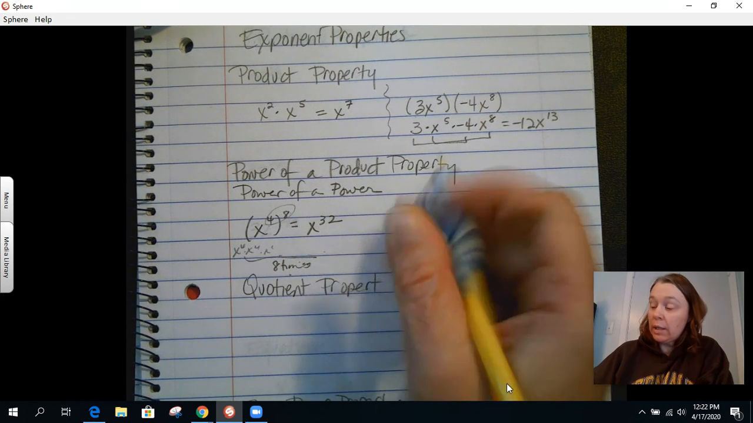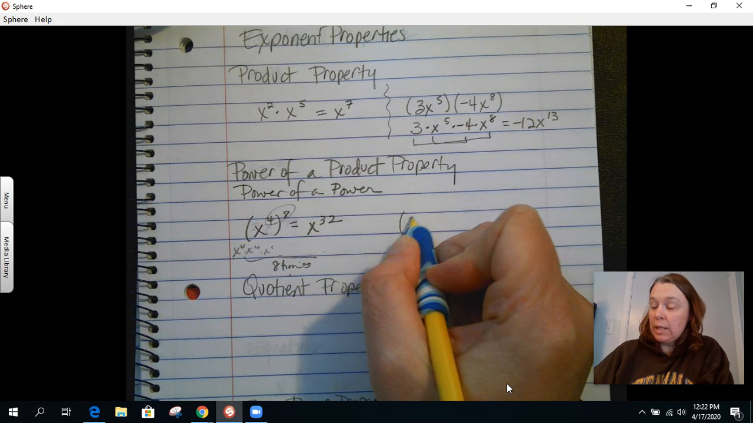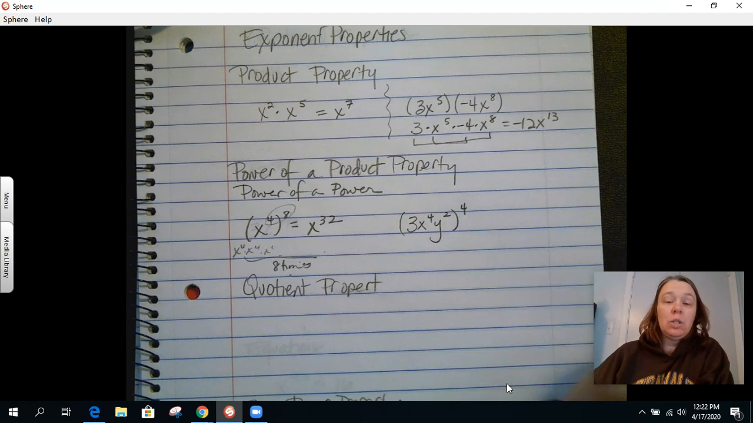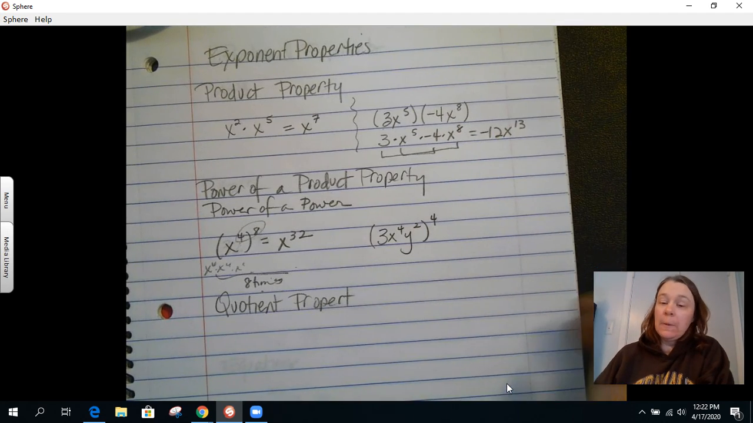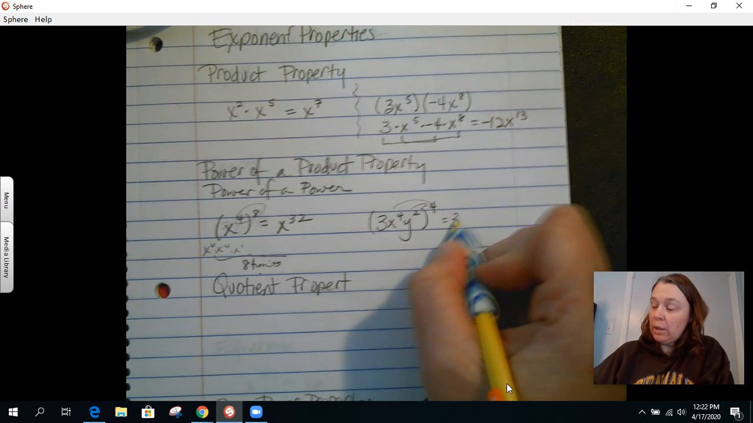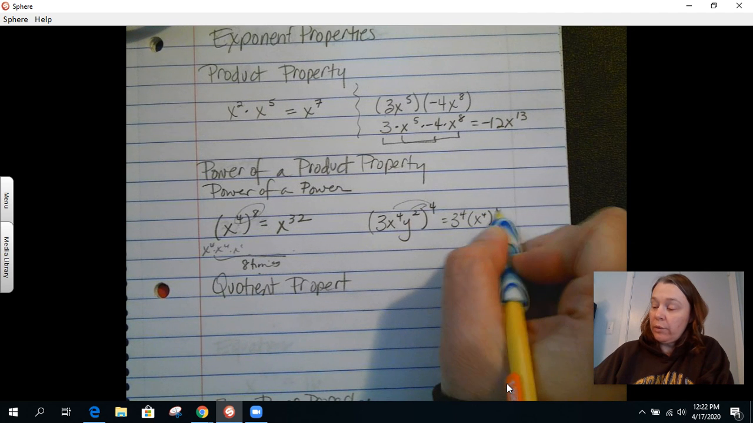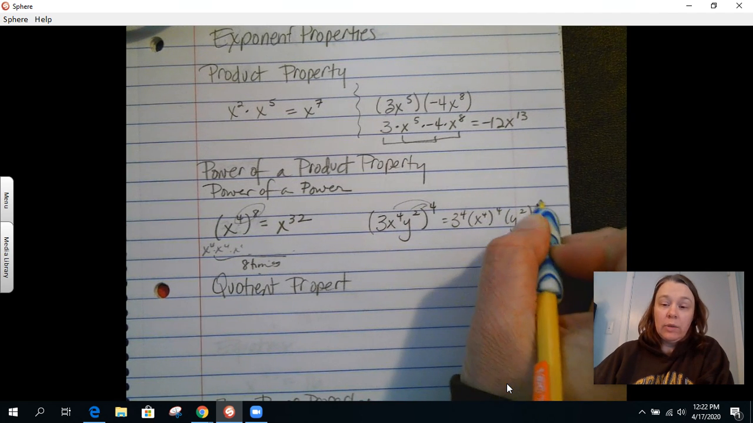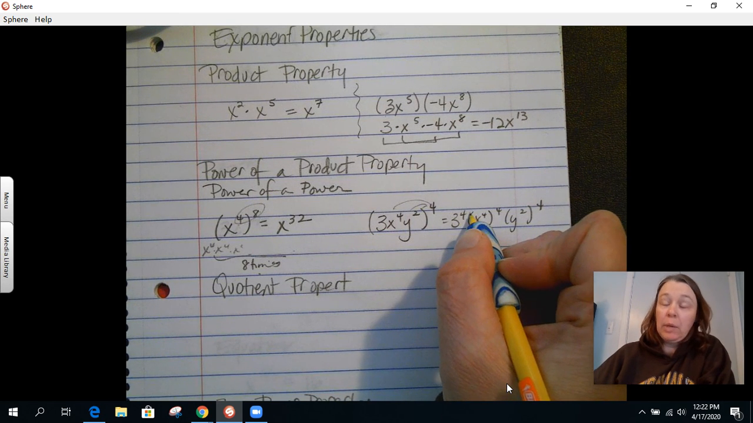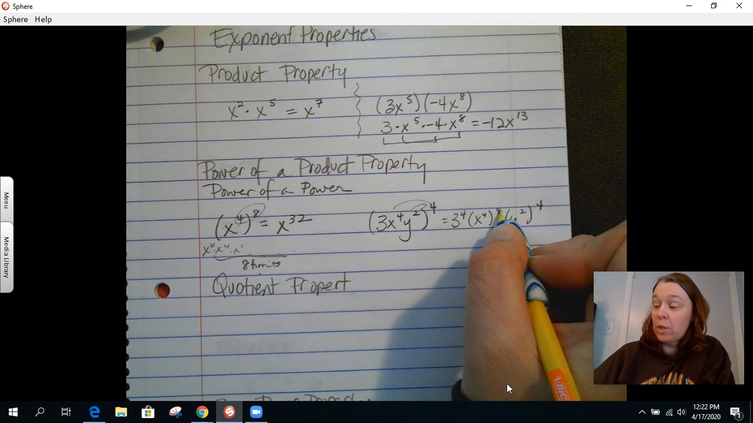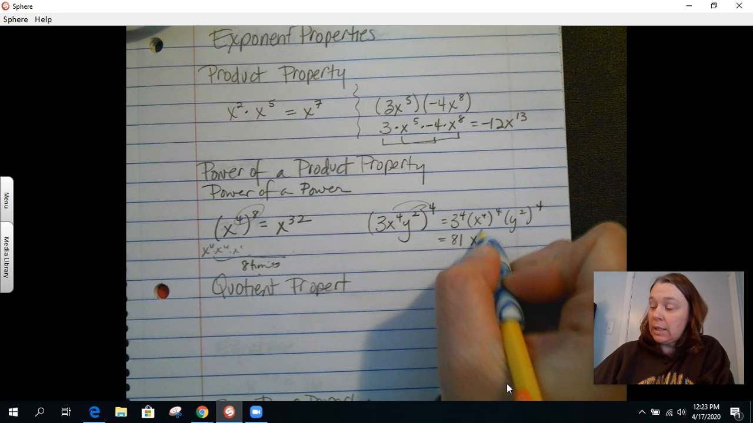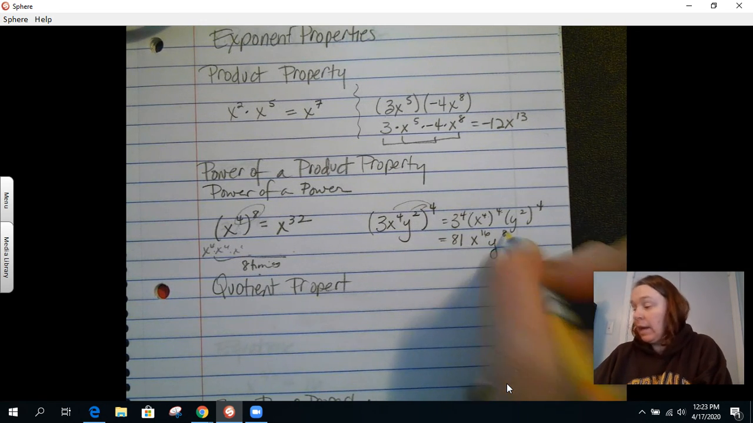The power of a product is if I were multiplying. So let's say I had 3x to the fourth, y to the second, and that was all to the fourth. That's just the idea that I have to apply that fourth power to everything inside the parentheses. So I have to do 3 to the fourth times x to the fourth times y to the second to the fourth. Now, when I'm powering that 3, it's not that I multiply those, and sometimes people get confused about that because with power of a power, you multiply powers, but this is just 3 times 3 times 3 times 3. So that's just 81, and then it would be x to the 16th, y to the 8th.